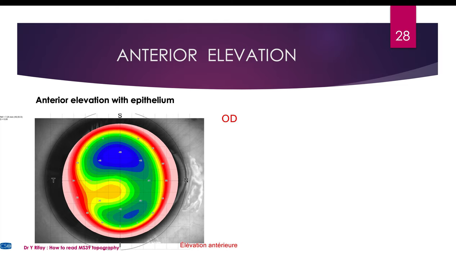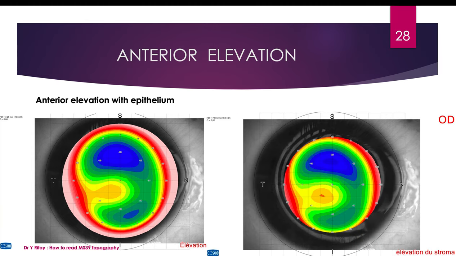In this case, we have an anterior elevation with the epithelium, and for the same eye, we have an anterior elevation of only the stroma without the epithelium. So what is the difference here? For the same eye, you have more elevation in this area, because there is no masking effect of the epithelium. This is really very important. The masking effect of the epithelium sometimes will hide some elevations and can hide some degrees of ectasia. So between these two maps, I will prefer to analyze this one.